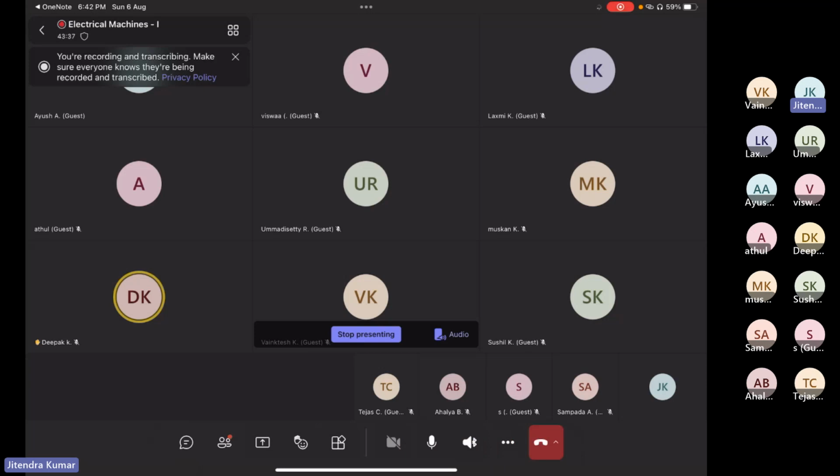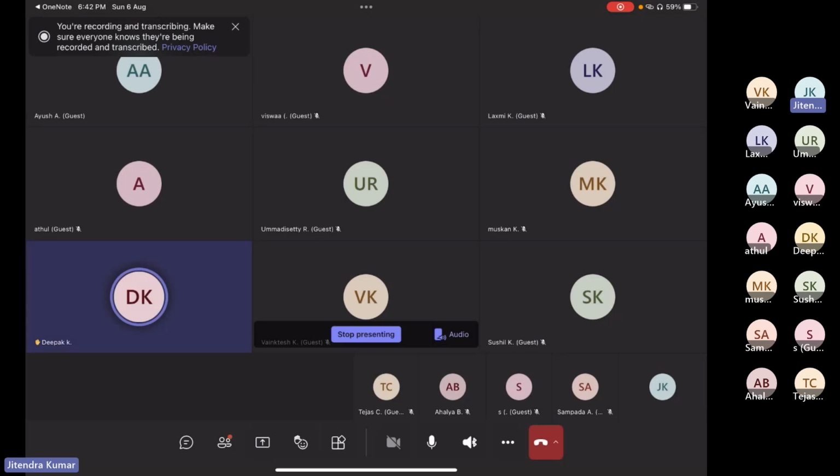Whoever has a concern with parallel winding, was it Deepak or who? Okay, Atul, hello, you verified. Yeah, Deepak, go ahead. Hello, Deepak.